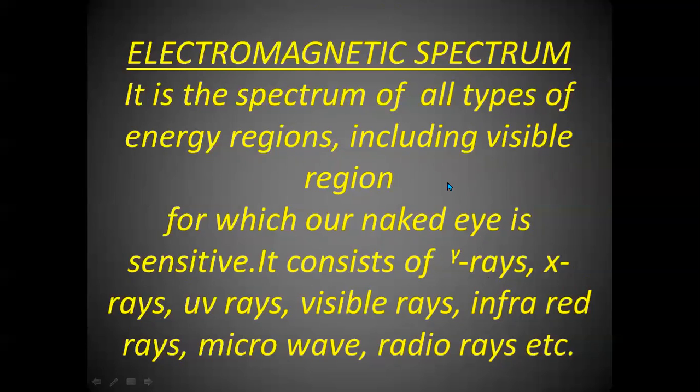Beside this, it contains regions like gamma rays, X-rays, ultraviolet rays, whose energy is greater than the visible region. And there are a few regions which have less energy than visible, called infrared, far infrared, microwaves, radio waves, etc.